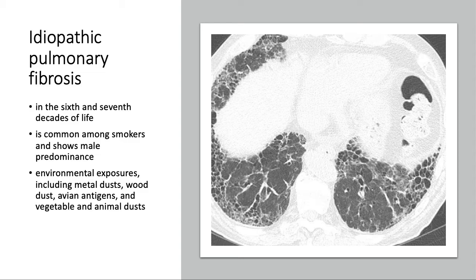Idiopathic pulmonary fibrosis is characterized by radiologic and pathologic features known as the usual interstitial pneumonitis pattern. Idiopathic pulmonary fibrosis is indistinguishable from hypersensitivity pneumonitis in terms of non-specific clinical presentation and pulmonary function testing, which shows a restrictive pattern and decreased DLCO.